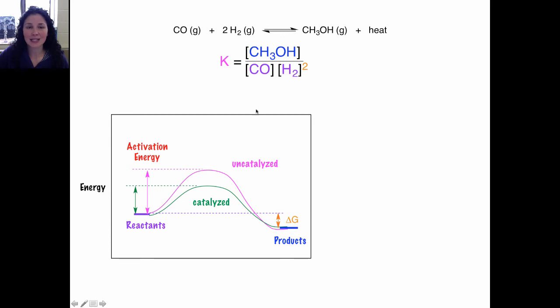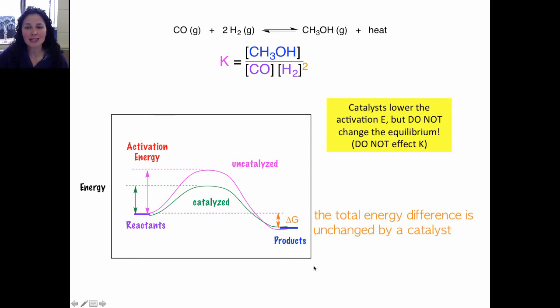Something I didn't tell you is that the K value and the delta G are directly related. And so any change in delta G would change K. Since a catalyst does not change delta G or the free energy change, it also doesn't change the K value. So catalysts lower the activation energy, but they do not change the equilibrium constant. They don't affect the equilibrium at all.